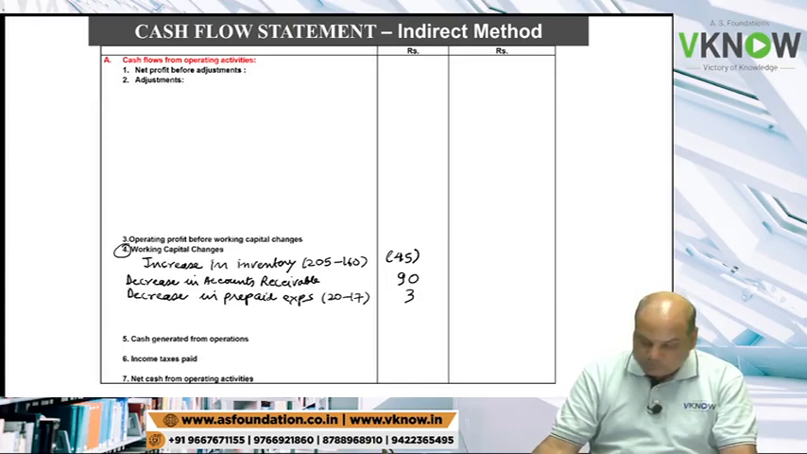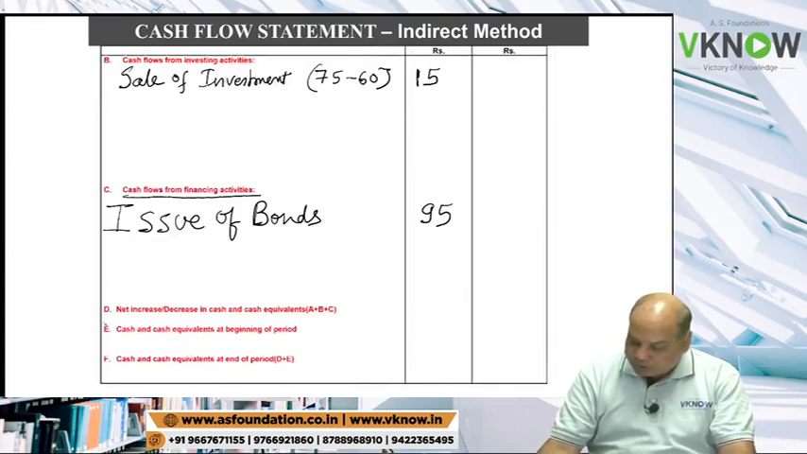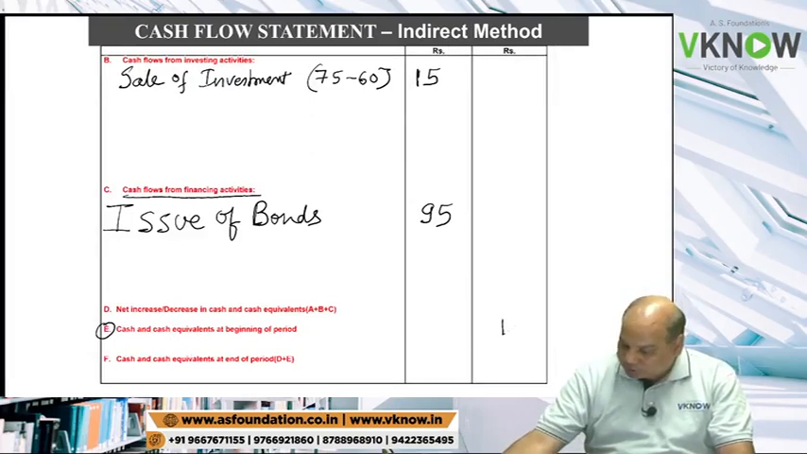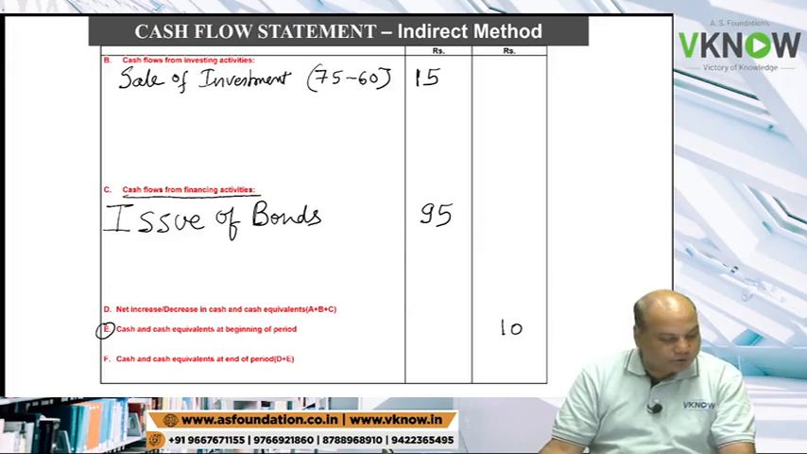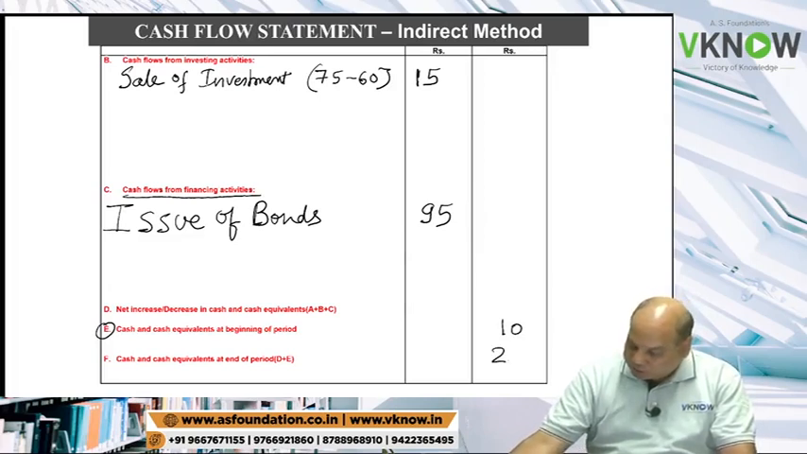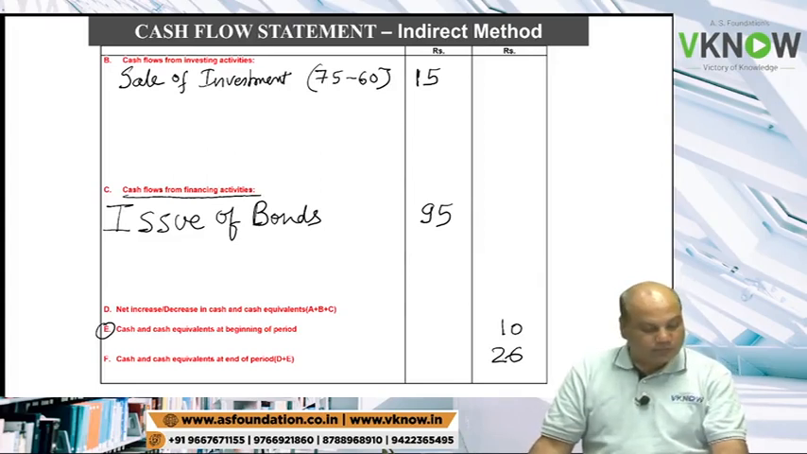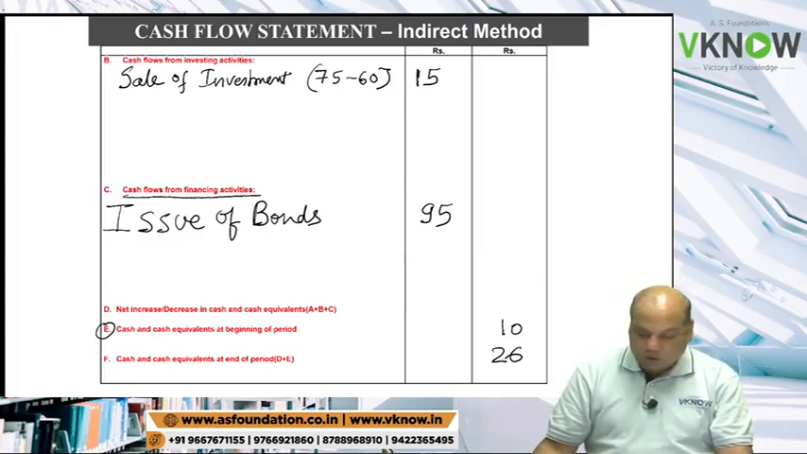Cash account. Point number E. Cash at the beginning. Beginning cash is 10. Closing cash is 26. 10 and 26.